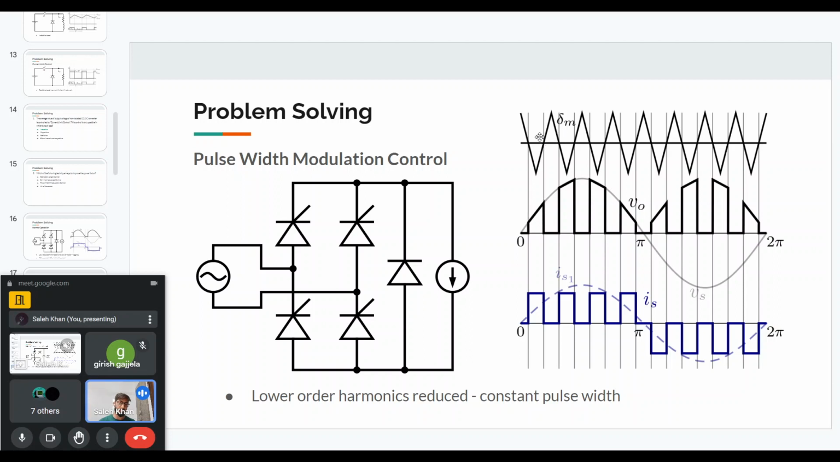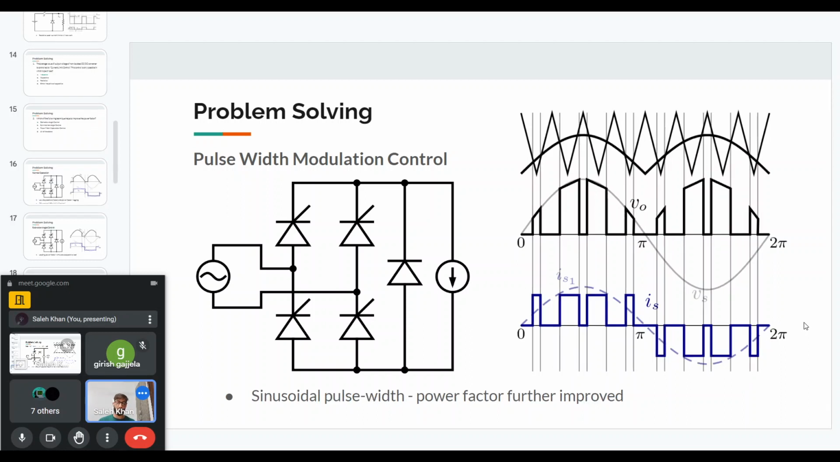And when the reference is less than the carrier, I'm turning off the devices so that the output voltage will be zero. So this is the logic that I have used here, and I'm getting this kind of voltage, and the current has higher order harmonics, but lower order harmonics are reduced or eliminated. So this was normal pulse width modulation control.